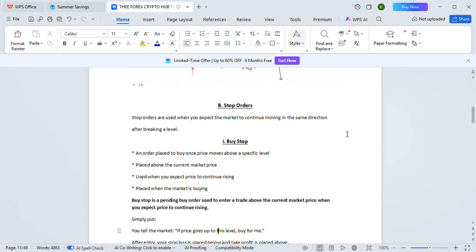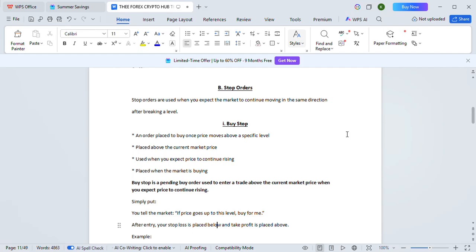So if the market is selling and you expect it to continue selling, you place a sell stop. If the market is buying and you expect it to continue buying, you place a buy stop. So what is the explanation here? Stop orders are used. Buy stop: an order placed to buy once the price moves above a specific level, placed above the current market, used when you expect price to continue rising. Okay, placed when the market is buying.